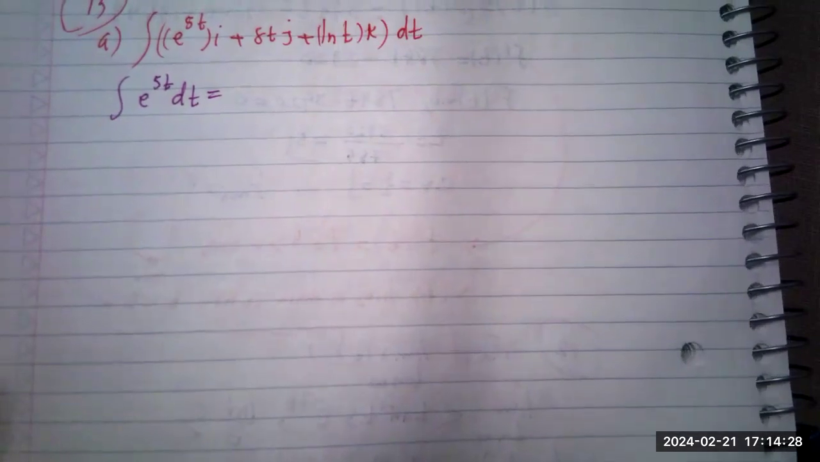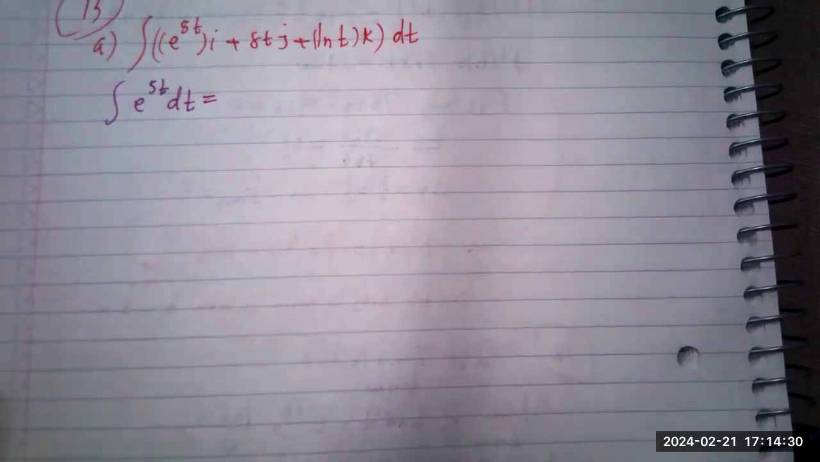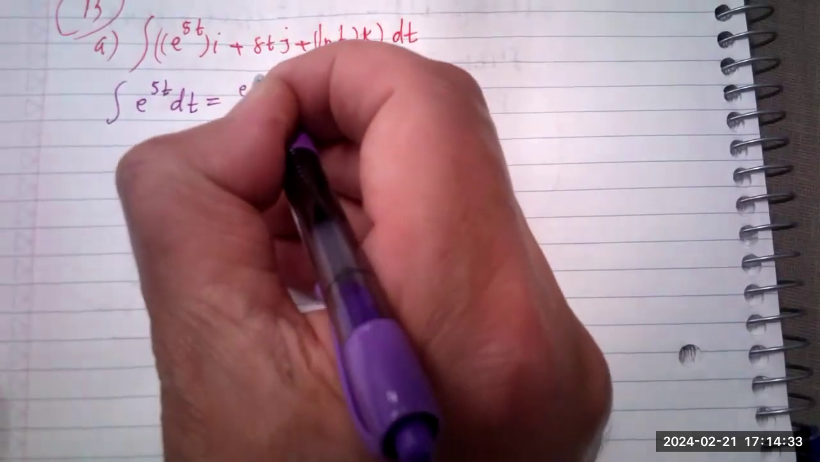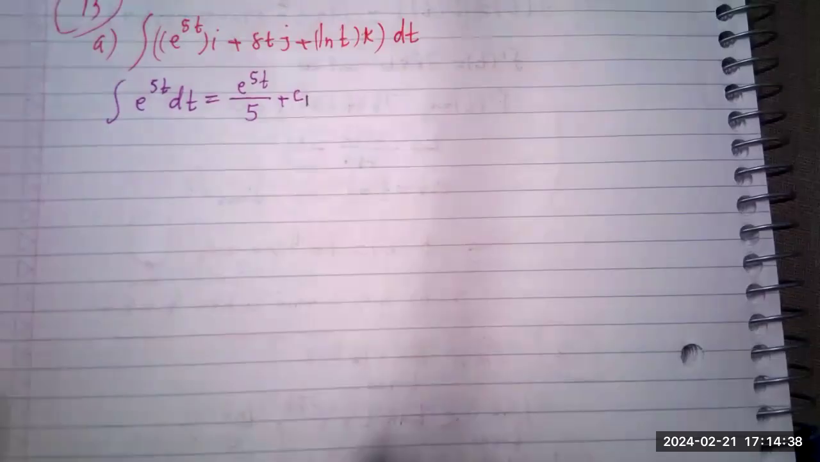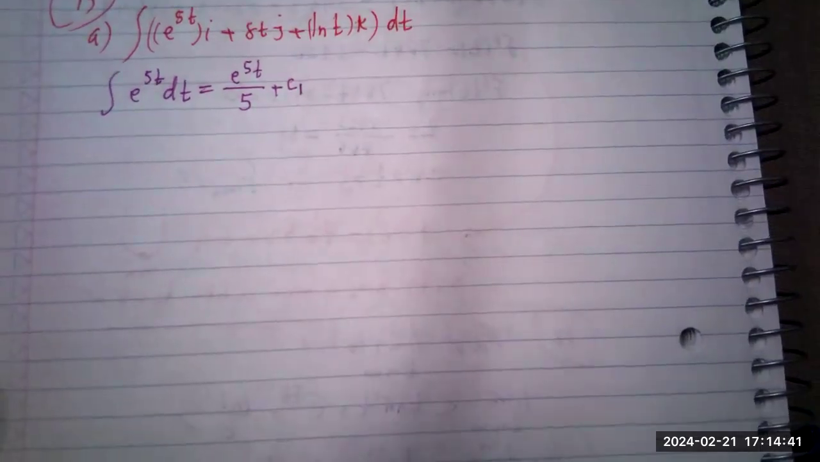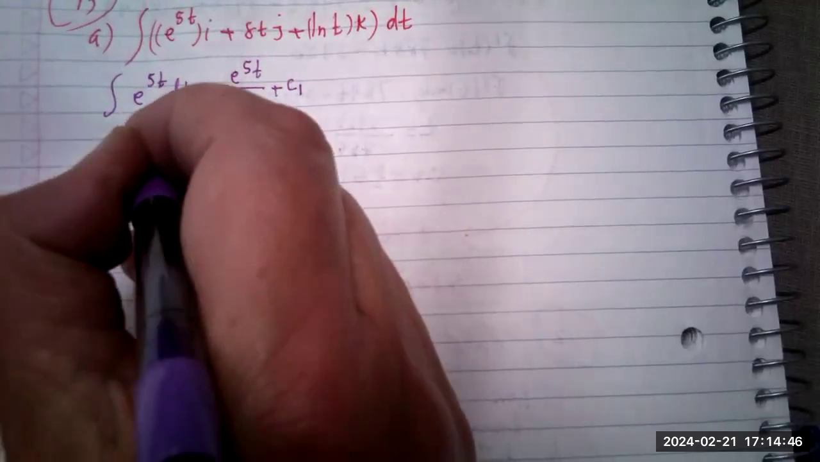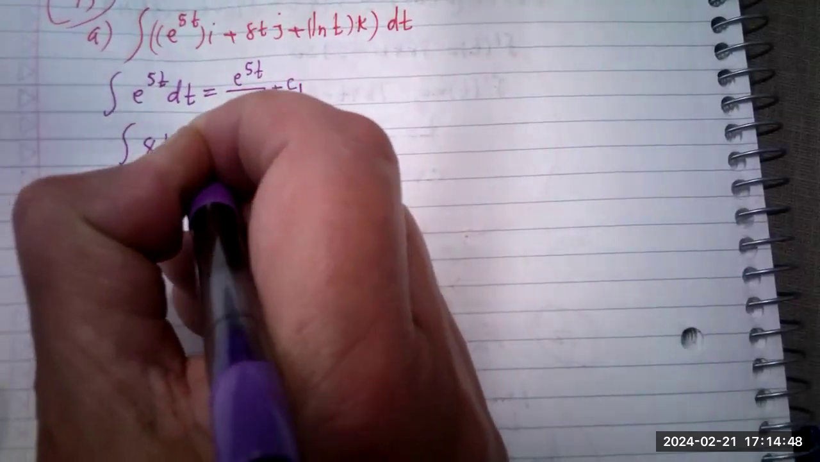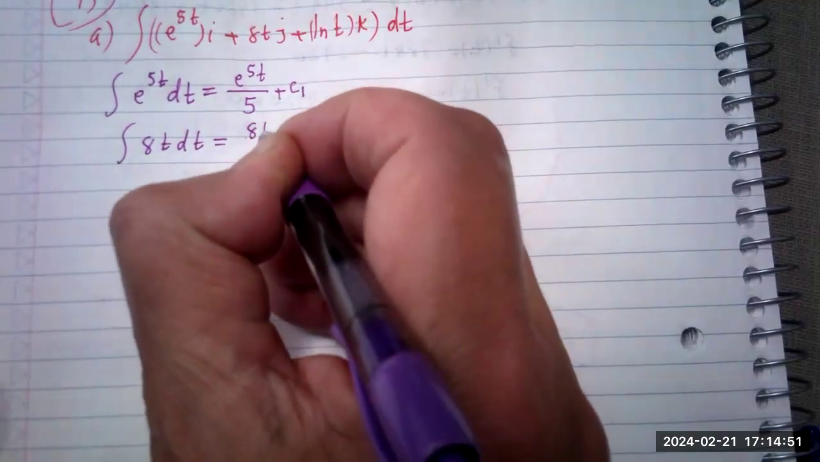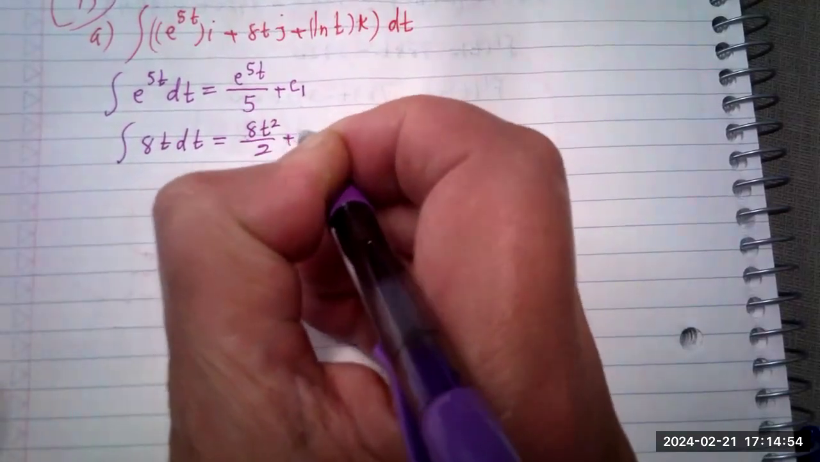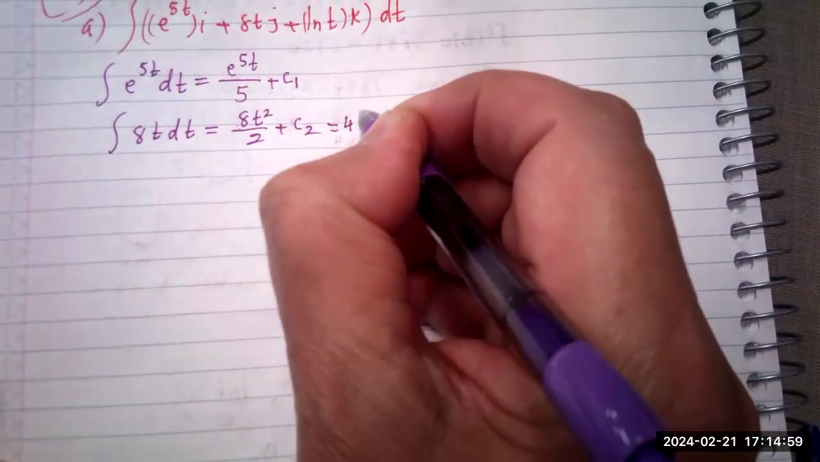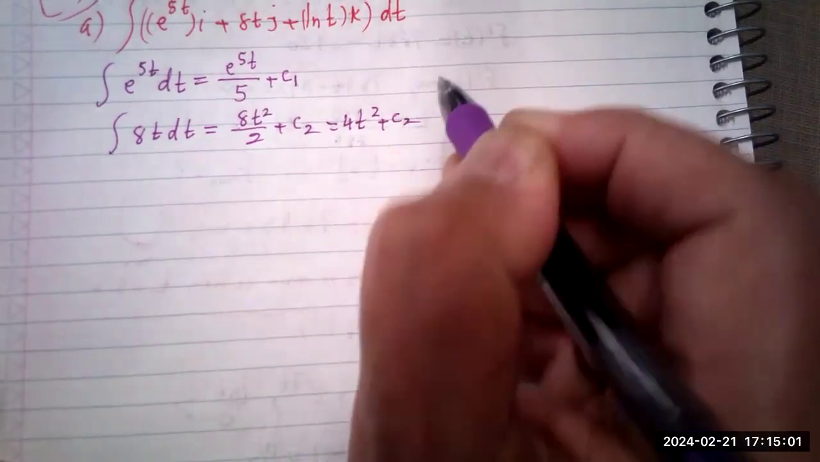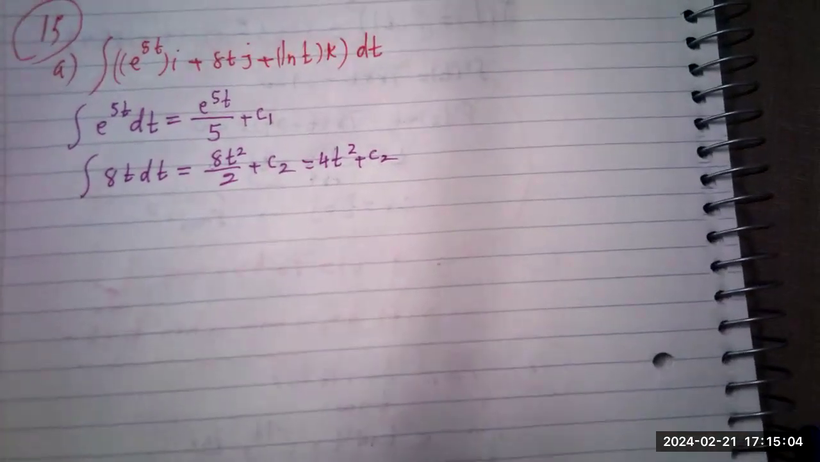It would be e to the 5t again. And you have to divide by u prime, which is 5. So e to the 5t divided by 5, plus a constant, you may call it C1. That's the first one. Any question? The second one, straightforward, 8t dt. So that gives 8t squared over 2 plus a constant, you may call it C2. To simplify, that gives you 4t squared plus C2. So that's the second one.